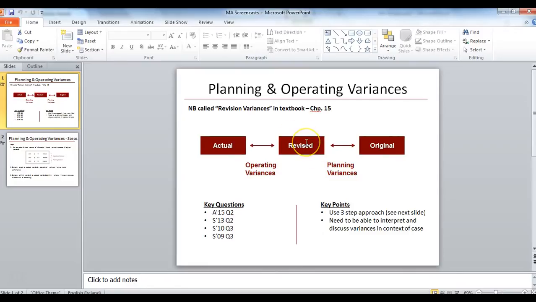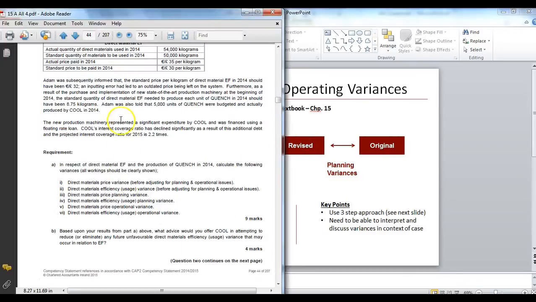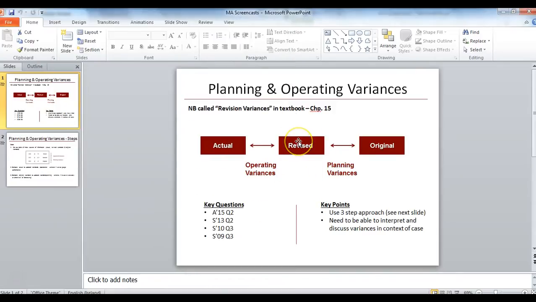So we're told our revised standards in the question. If we go back here, we're told, subsequently informed the standard price per kilogram should have been 32. So that's our revised price standard. And we're also told the standard quantity of direct material, as a result of a new implementation of machinery, should have been 8.75 kilograms per unit, and there are 5,000 units. So the question directly gives you the revised standards, and we now need to split our original two variances into four. You're going to have a price operating, a usage operating, a price planning, and a usage planning.